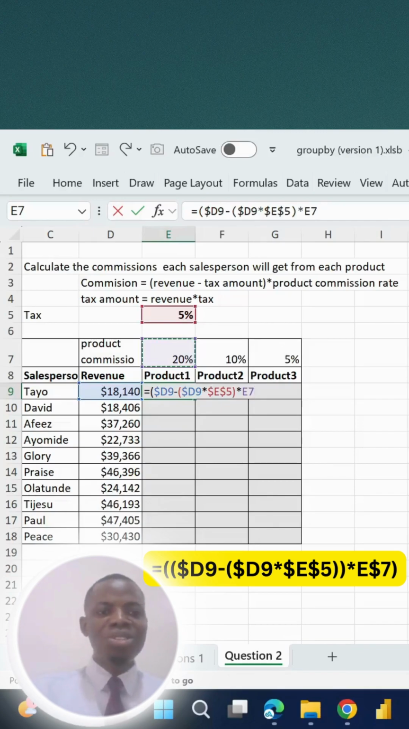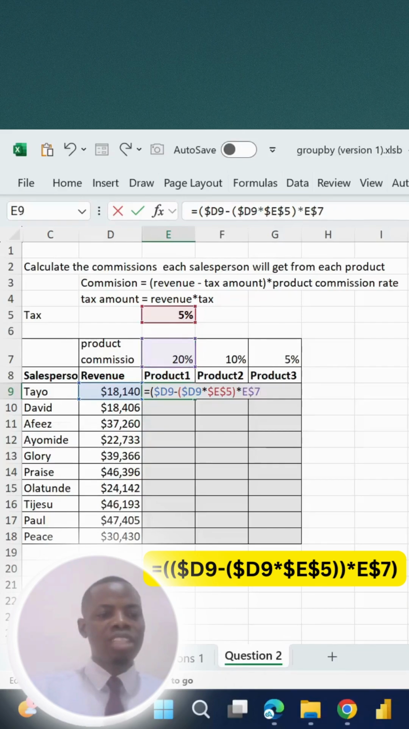So we are still going to use mixed referencing here. Just that instead of locking the column, we are going to lock the rows because the column will be changing from E to F and to G. But our row should remain where? On row 7. So when it's moving from E to F, it should stay in row 7. So it should be F7 when I'm calculating for product 2. It should be G7 when I'm calculating for product 3. So I'll put my dollar before 7 here.